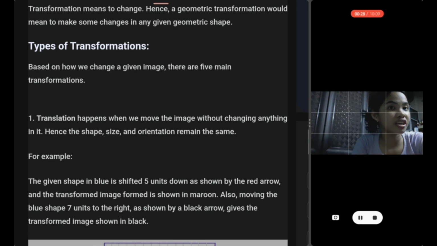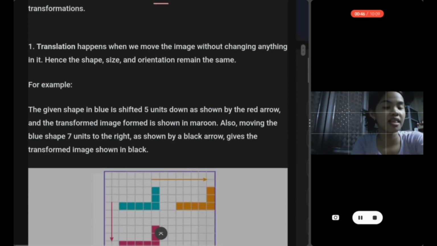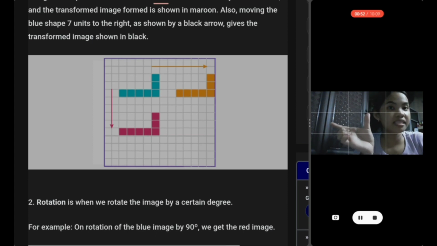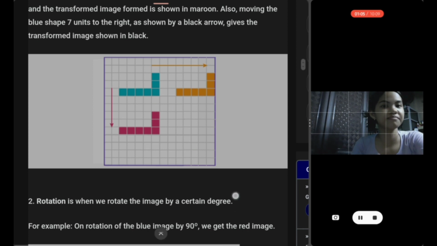Based on how we change a given image, there are five main transformations. First is a translation. It happens when we move the image without changing anything in it. Hence, the shape, size, and orientation remain the same. For example, in this figure, the blue one doesn't change but changes in direction, as you can see here in color orange and color red. It's just moved to the other side.